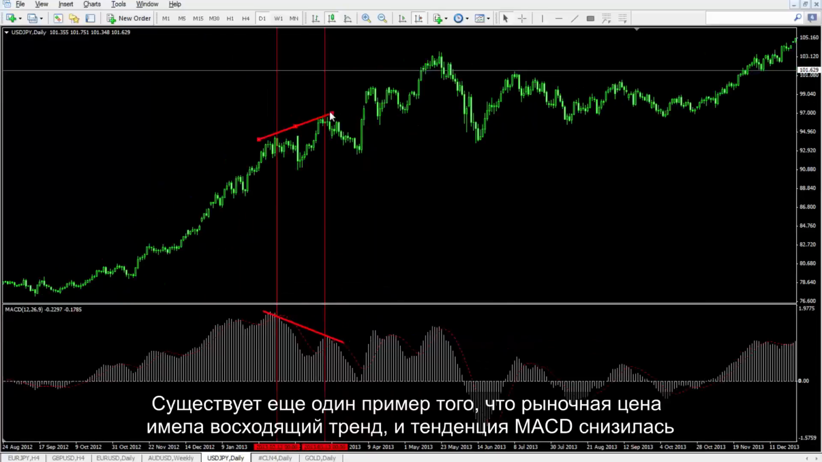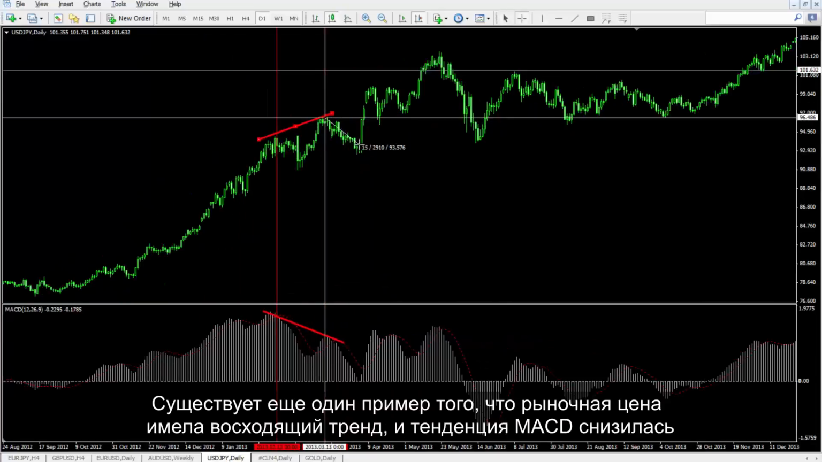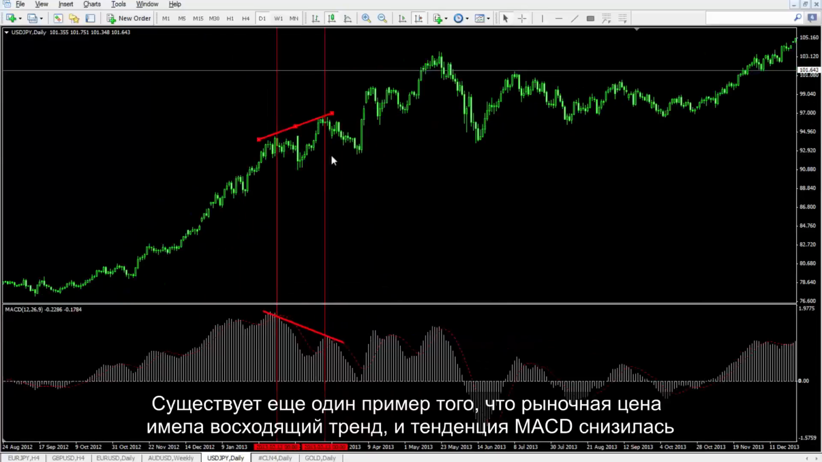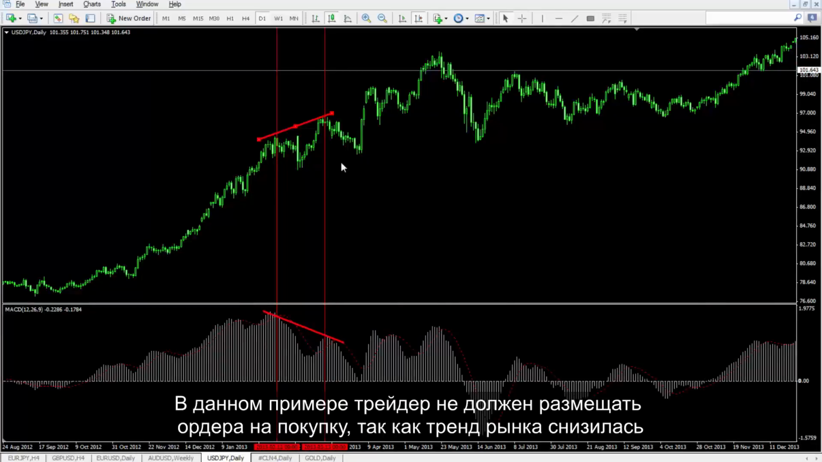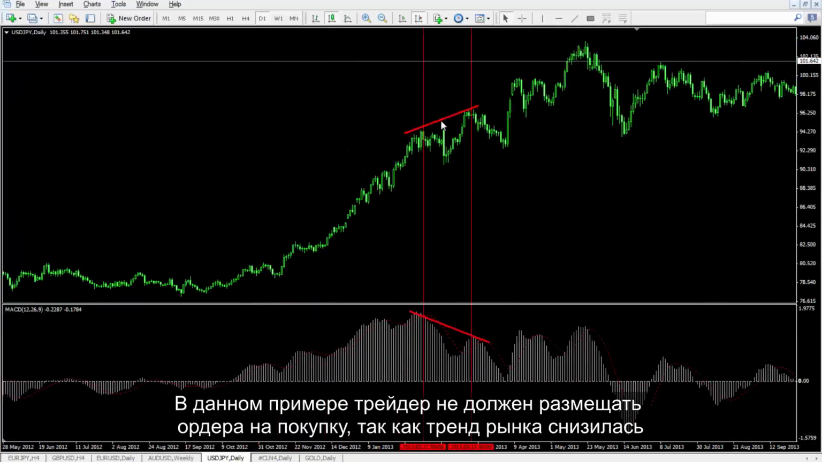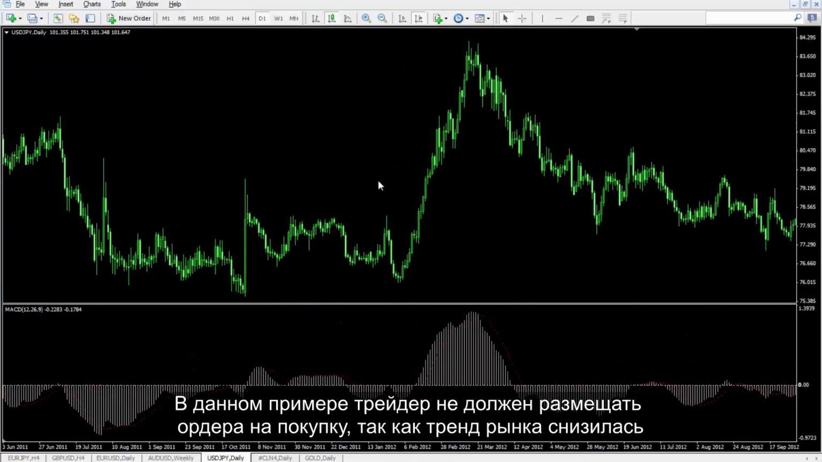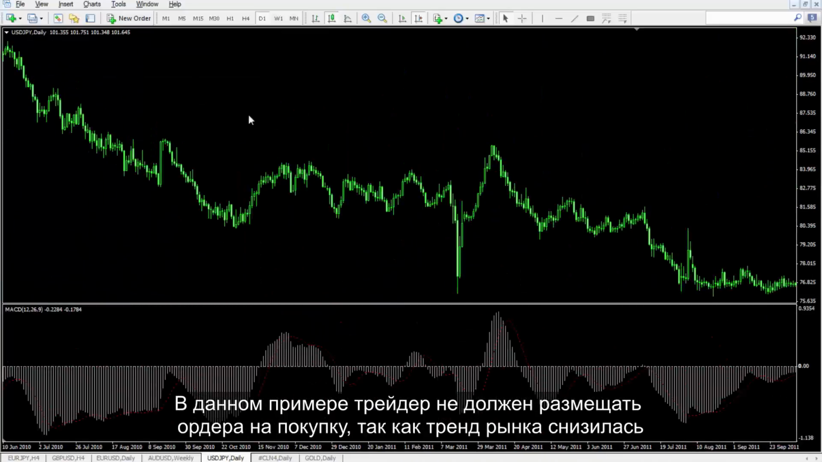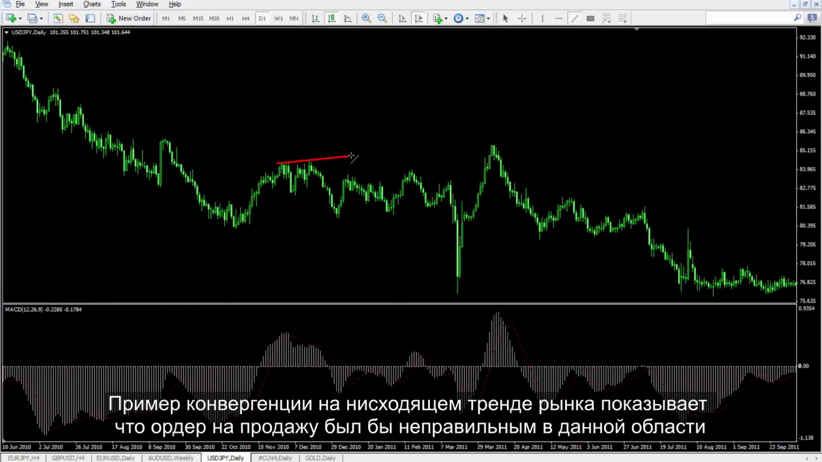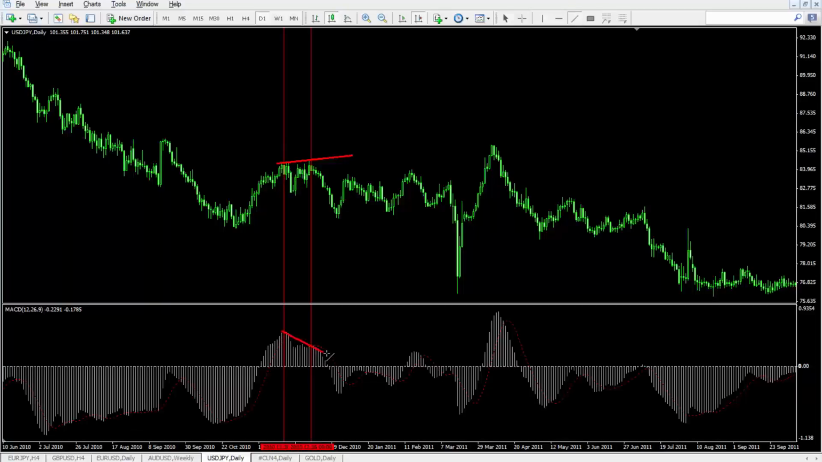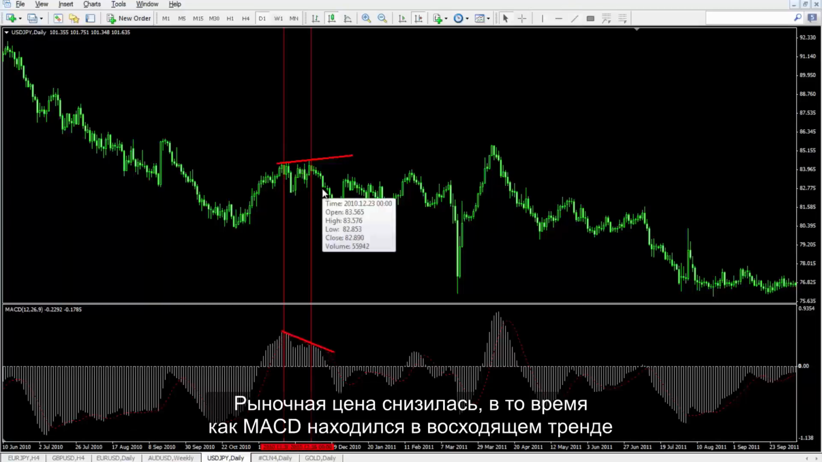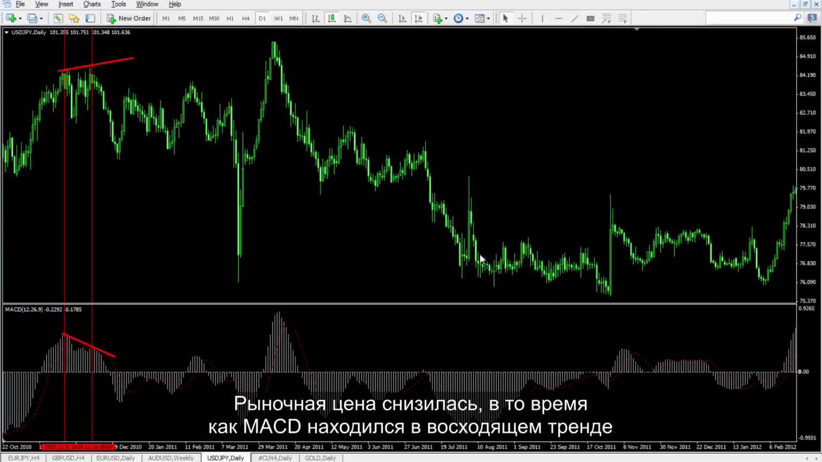There is another example where market price had an upward trend, and MACD trend decreased. In this example, a trader should not have placed any buy orders as the market trend declined. An example of convergence on a market downtrend shows that a sell order was not a suitable trade in this region. Market price decreased while MACD trend has an upward direction.